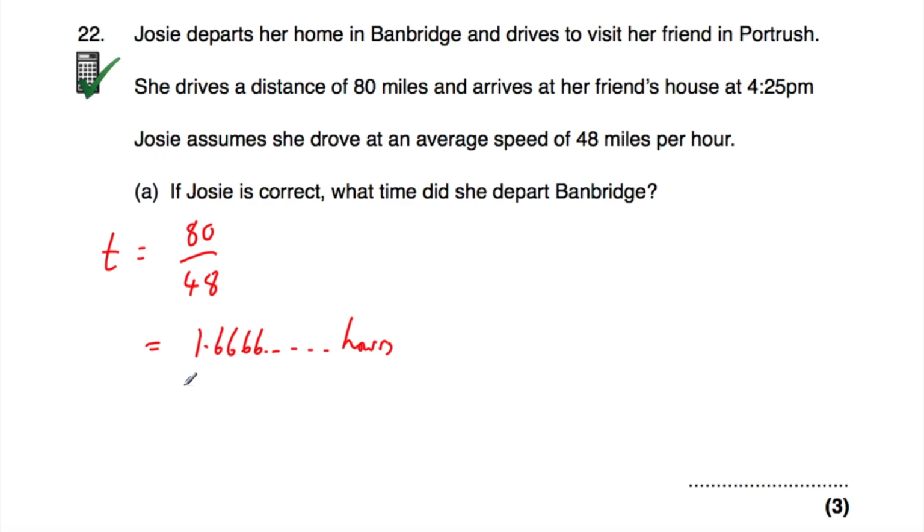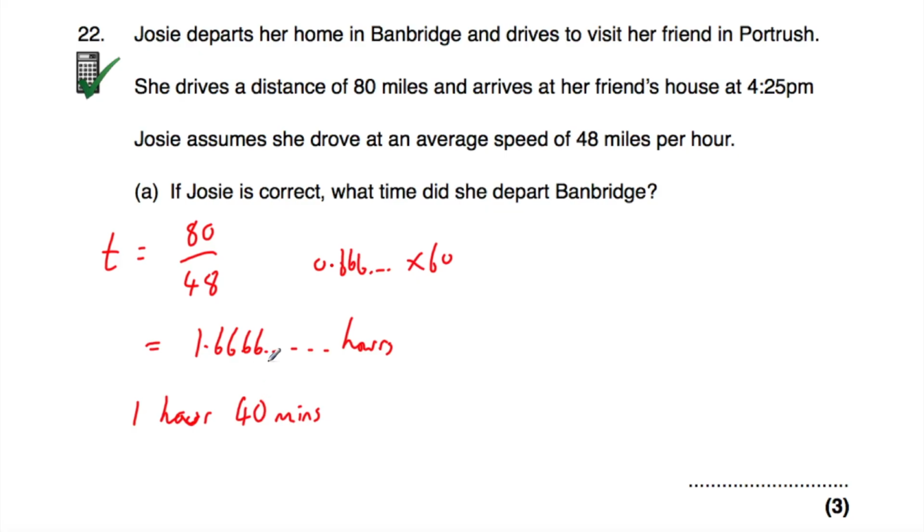Now, here it'd be quite useful if we had it in terms of hours and minutes, because we're dealing with time and we want to be able to do a bit of a timeline and work out what time she left Banbridge. So let's change the 1.6 recurring hours into hours and minutes. We know it's going to be 1 hour because it's 1 point. Now we need to change the 0.6666 and so on into minutes. So let's do 0.6666 and so on multiplied by 60, and that'll change it into minutes. So times 60 is equal to 40. So that means the journey takes Josie 1 hour and 40 minutes.